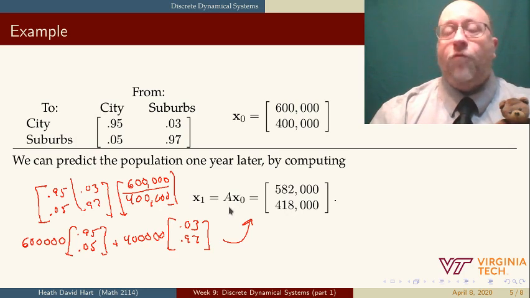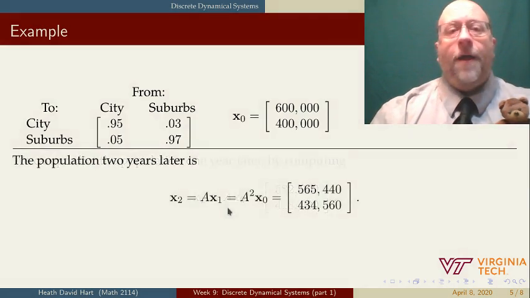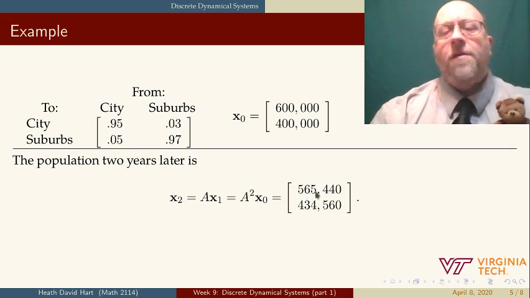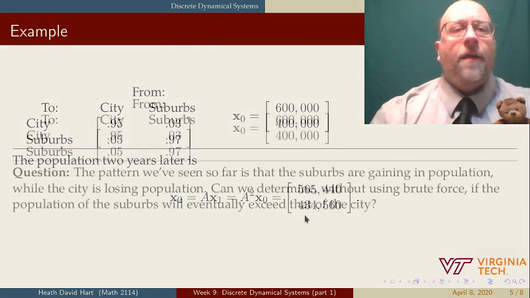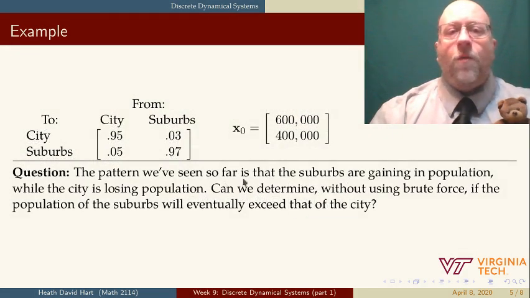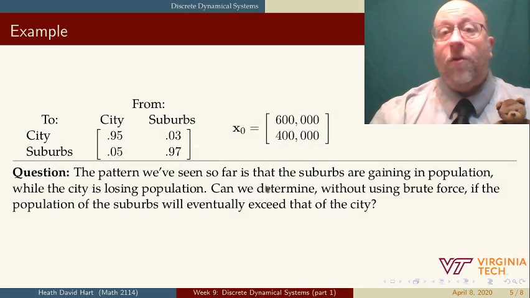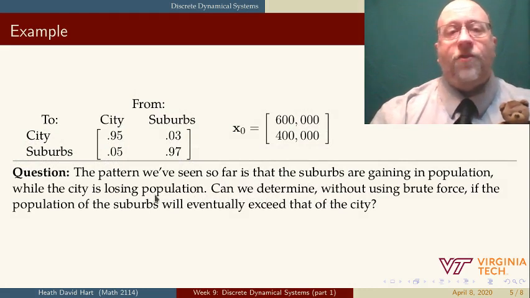And if I want to predict what the population is 2 years from now, then I apply the state transition matrix to x1, which is the same thing as applying the transition matrix twice to x0, and we find that the population has shifted a little bit further, that a few more people have moved from the city to the suburbs. And so the pattern that we've seen so far, just looking at 2 years, is that the suburbs are gaining in population while the city is losing population.